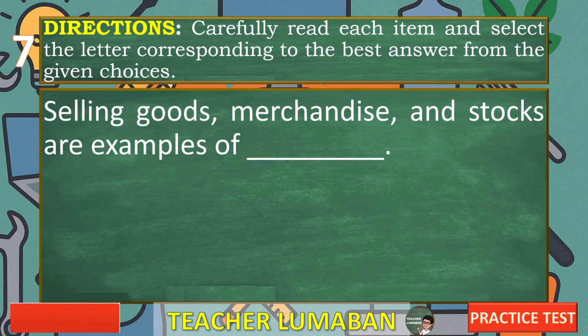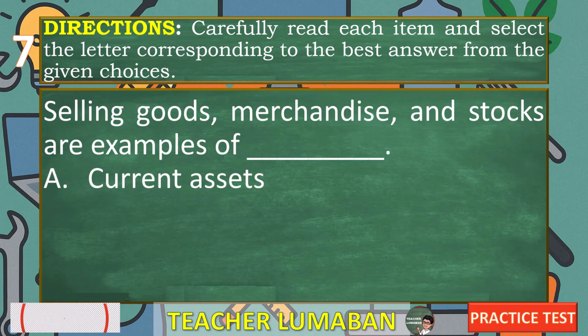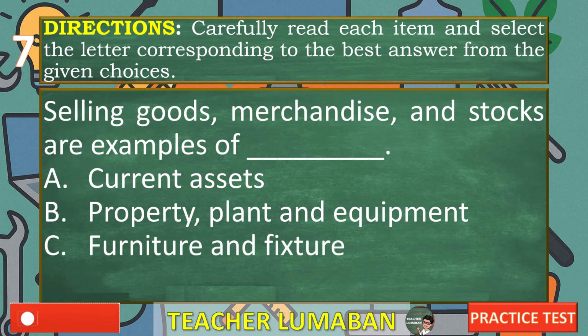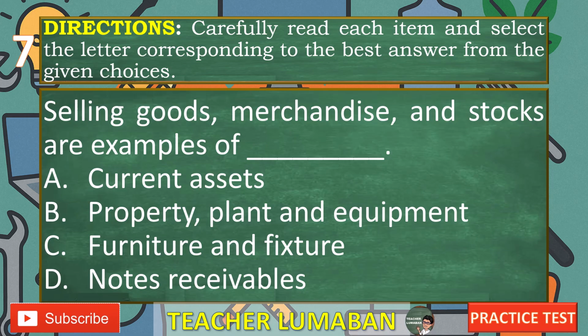Selling goods, merchandise, and stocks are examples of A. Current assets. B. Property, plant, and equipment. C. Furniture and fixture. D. Notes receivables.